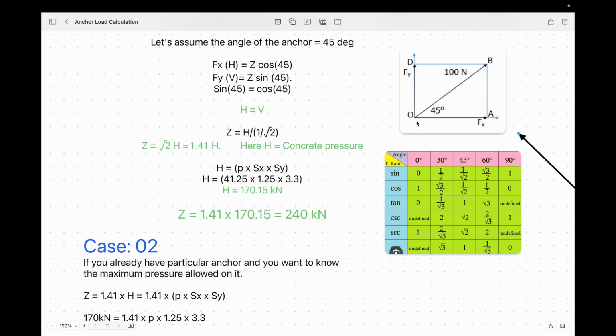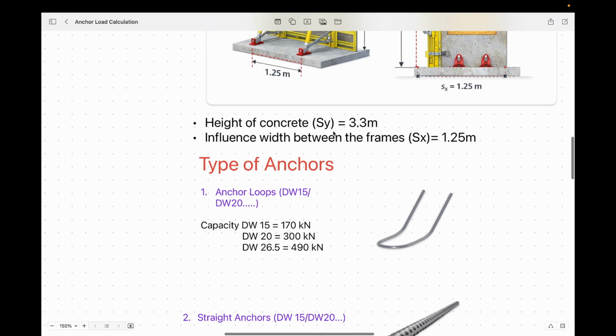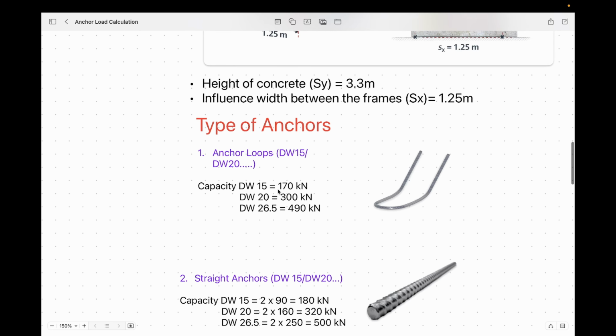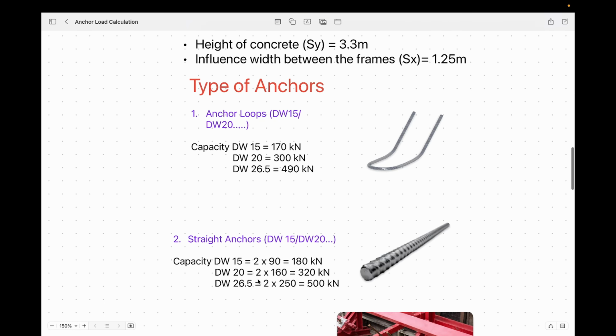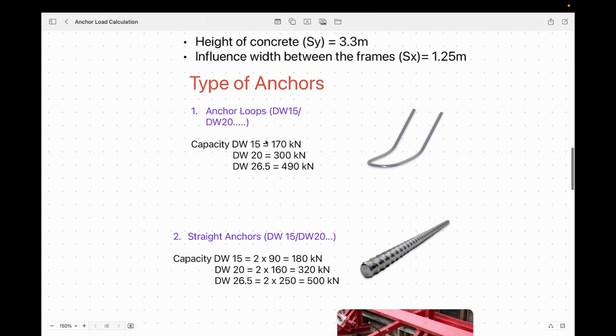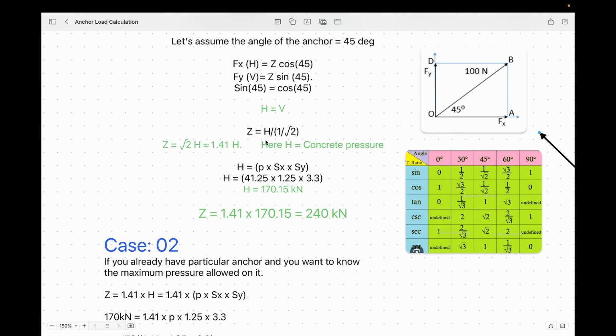Now we have to select the anchors for this situation. We got 240 kilonewton. So DW15 doesn't work here, because 180 is less than 240. The next step is DW20. The anchor loops will work, and the straight anchors will also work. But if the DW20 anchor loops are cheaper than the straight rods, then I am going with the DW20 anchor loops, because it's very important at the site level to save some money, because there are hundreds of anchors. Okay, this situation is, I think, clear.